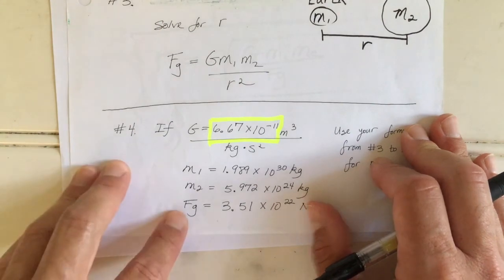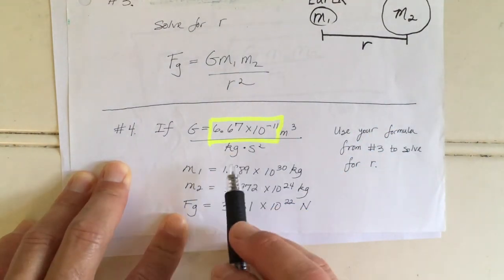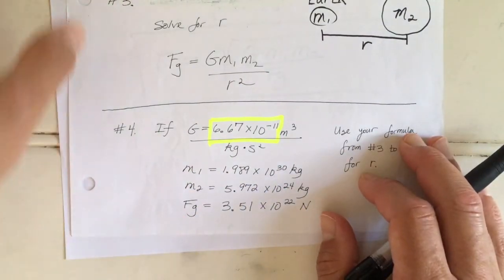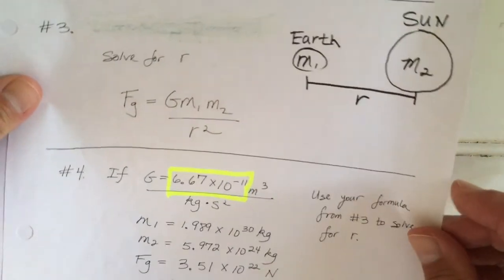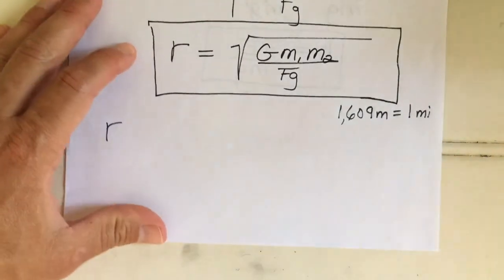So in this case, writing these units, meters cubed over kilograms times seconds squared, is super confusing. And I could write kilograms and newtons, but I'm just going to choose not to right now, because I just want to make it as simple as possible. So let's see what that looks like, right?